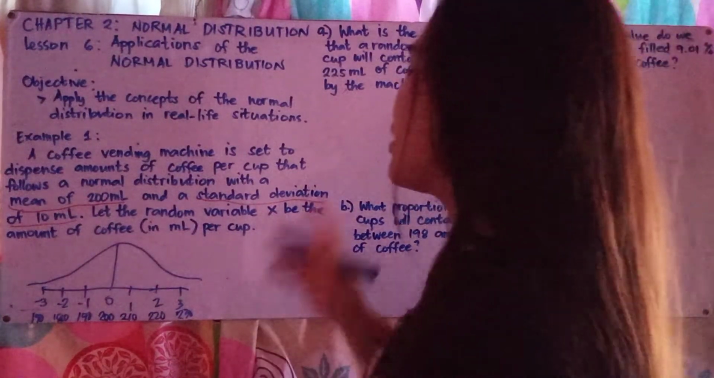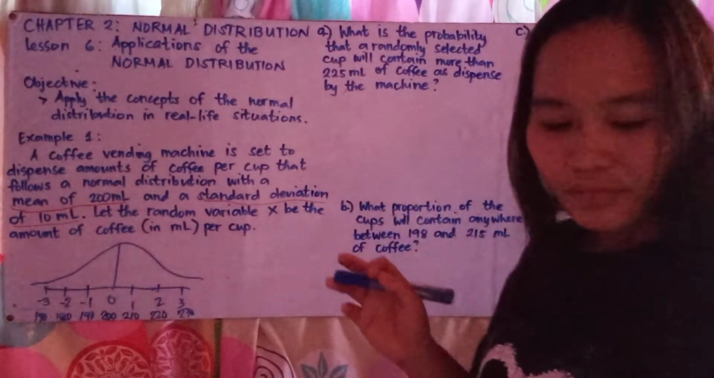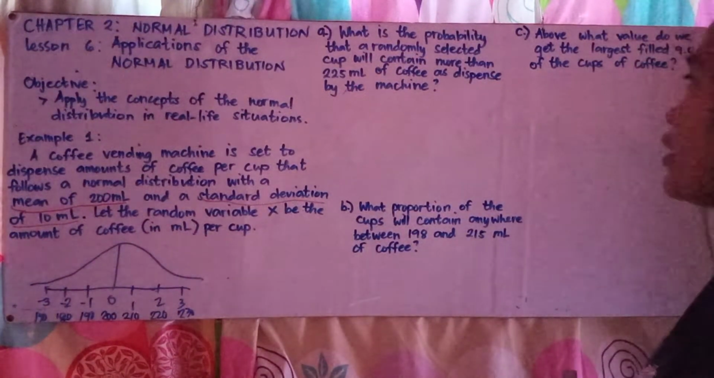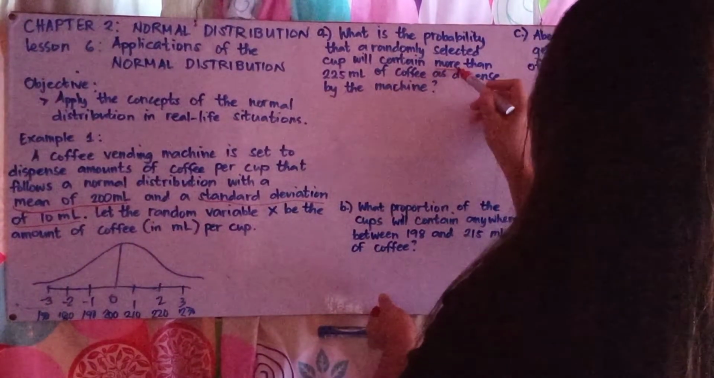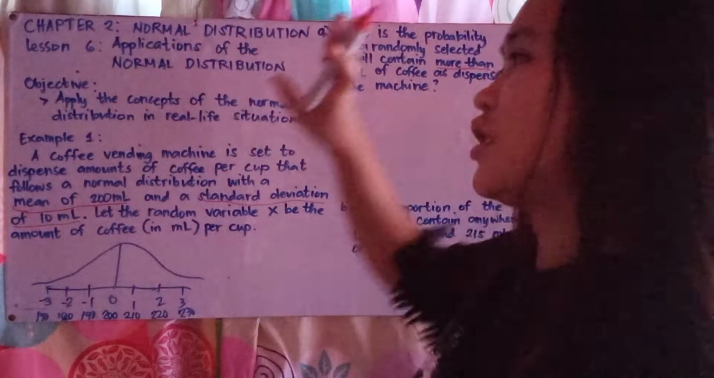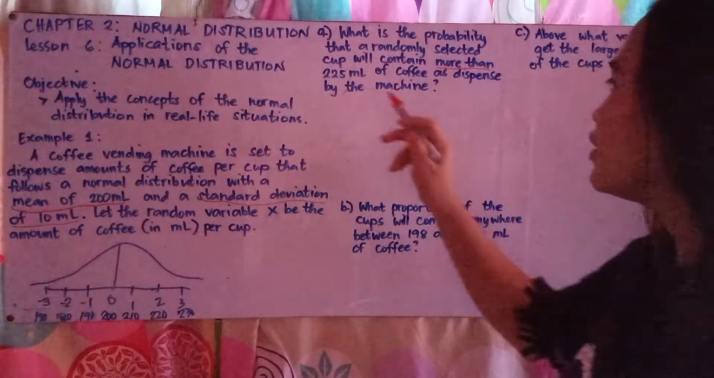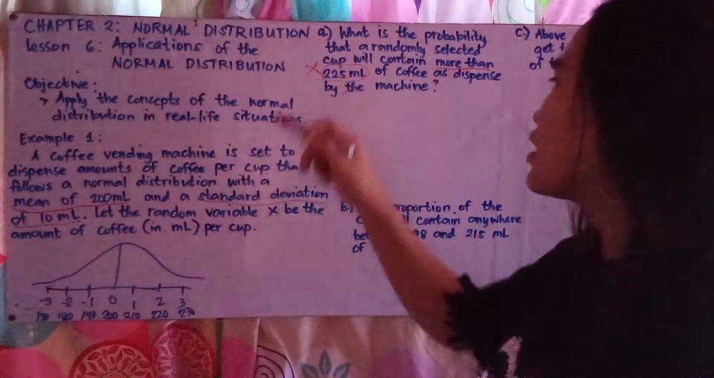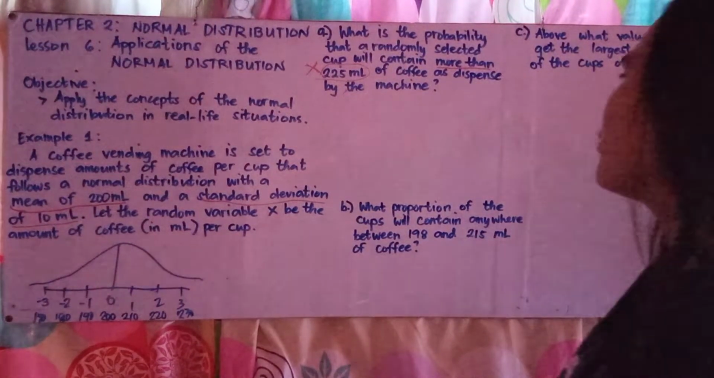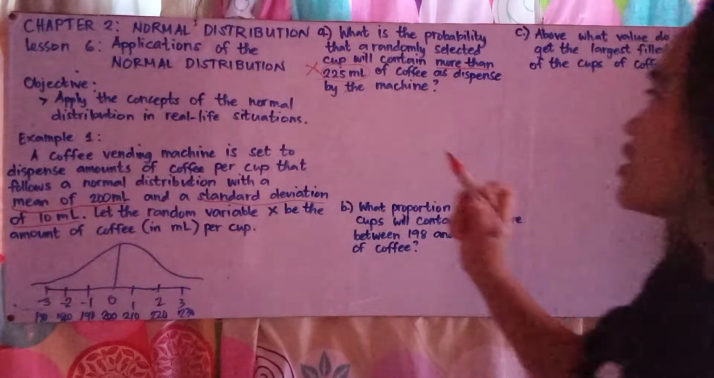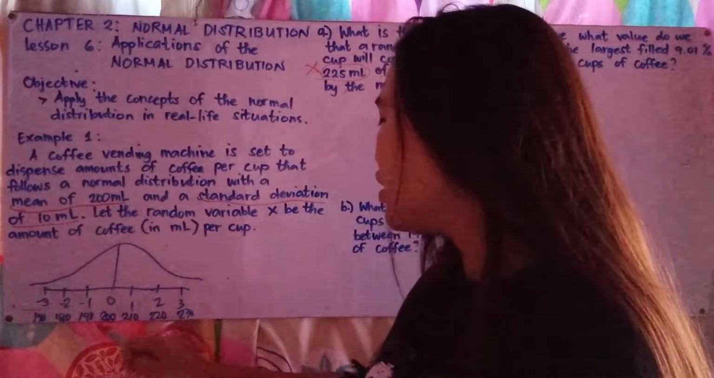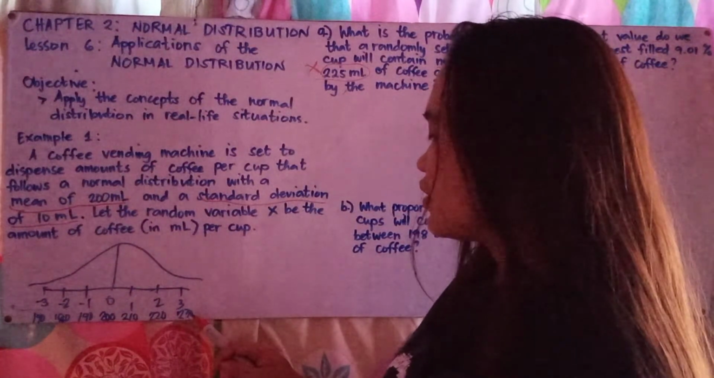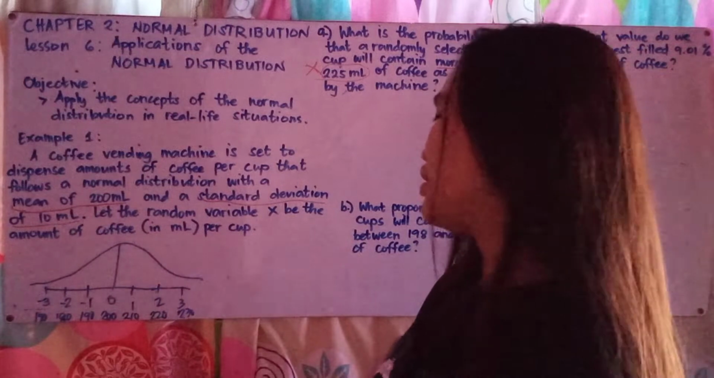Okay, so letter A, the question is, what is the probability that a randomly selected cup will contain more than 225 ml of coffee as dispensed by the machine? Since it says more than, the shaded portion goes to the right. The given value of X is 225 ml, which is somewhere in between 220 and 230.